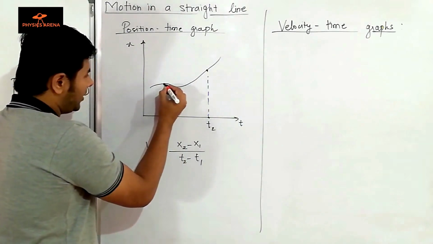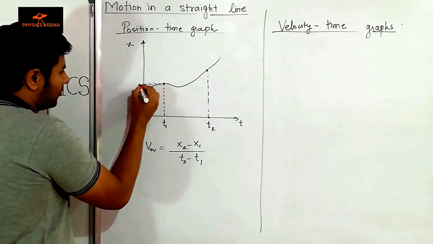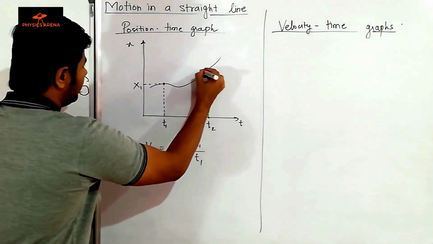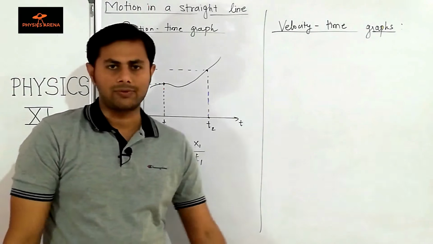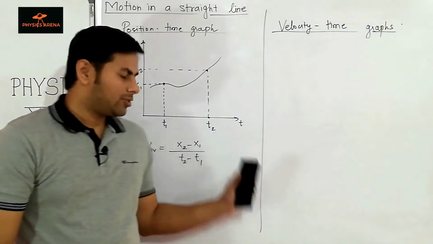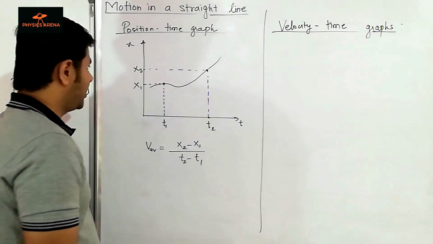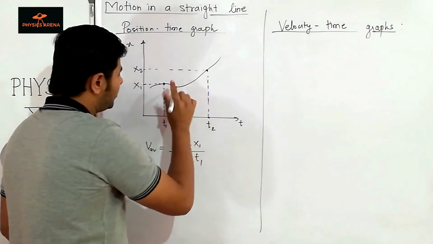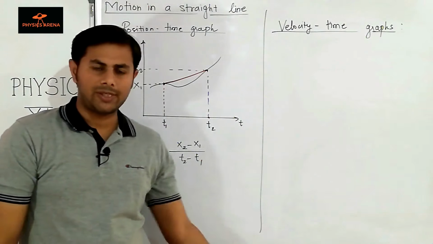And how do we find x1? From this point we draw a perpendicular onto the position axis. So this is our x1, and from this point we get x2. So average velocity is x2 minus x1 divided by t2 minus t1. And we also know that it is the slope of this line. If we just join the end points of this curve, then the slope of this line gives us the average velocity.